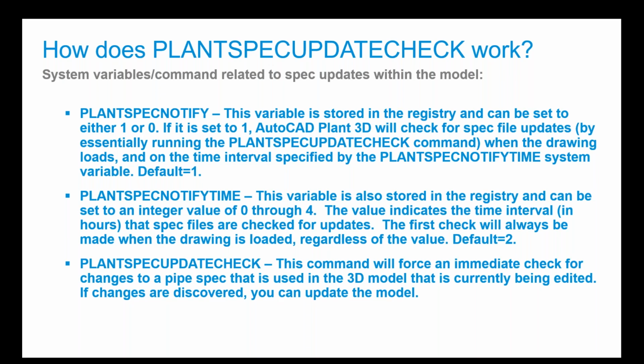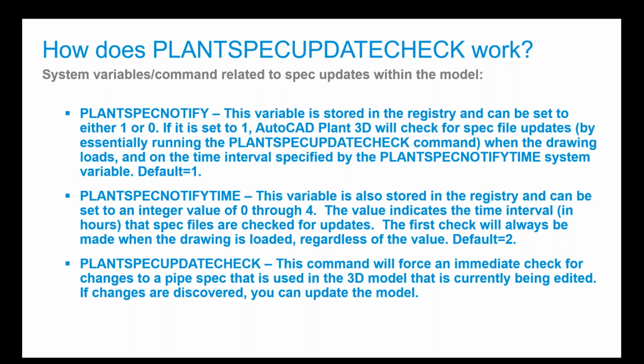The first one is plan spec notify. This is a system variable that helps you to notify the user when a spec update is made. It's a binary value, zero or one. If it is set to one, plan 3D will check for specific spec file updates that happen when you run a plan spec update check, and then it will notify the user. If you set it to zero, then it will not notify the user when a spec update is made.